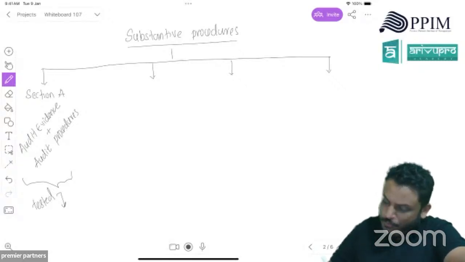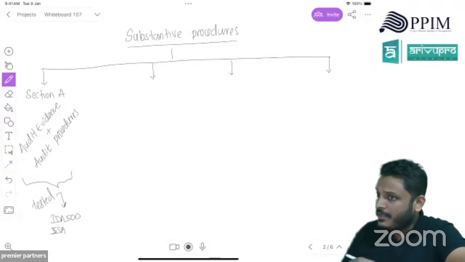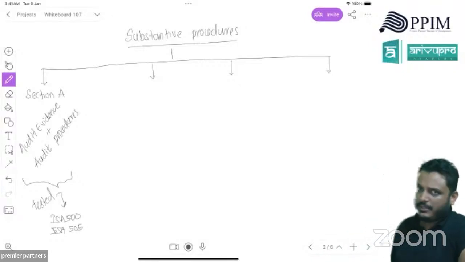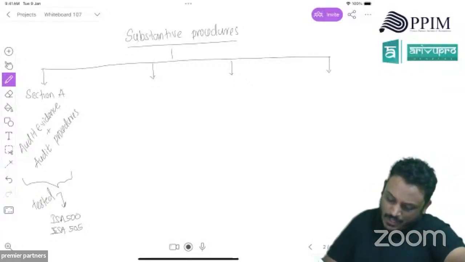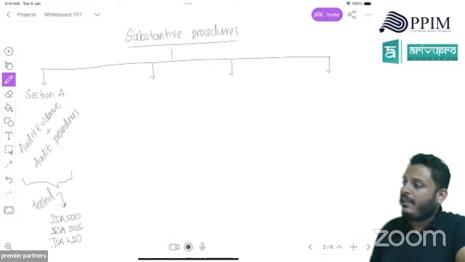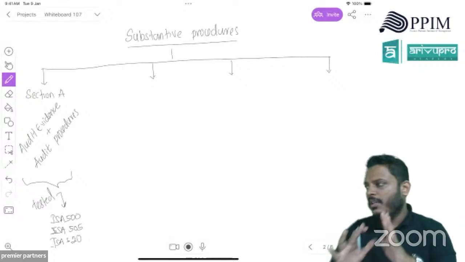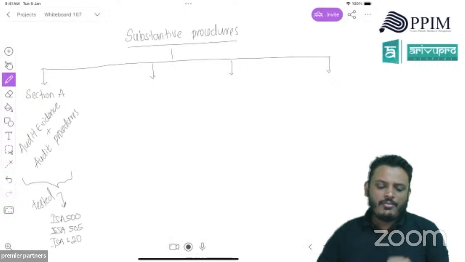Maximum focus is on ISA 500, which is evidence, sufficient and appropriate evidence. Then ISA 505, confirmation, positive circularization, negative circularization. Then ISA 520, analytical review procedures, plus substantive procedures. I'm expecting this for Section A for 10 marks.